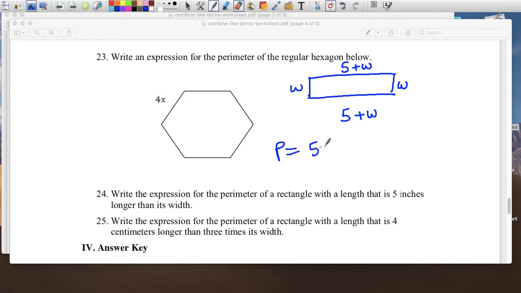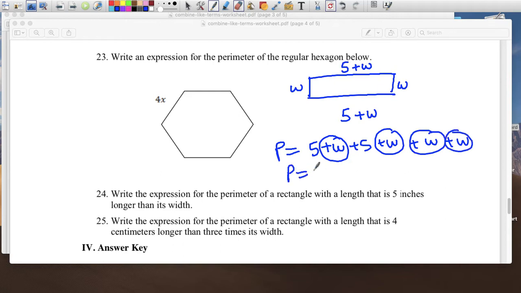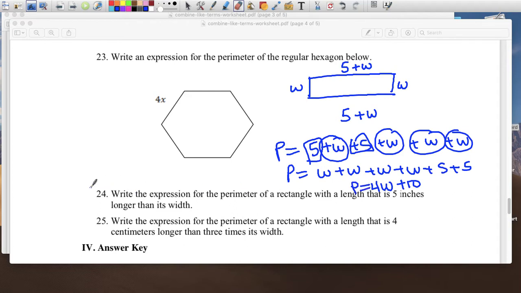Now I can do the perimeter. 5 plus w plus 5 plus w plus w plus w. Combining like terms is this guy with this guy with this guy with this guy. And I'm just going to write it again, and then plus 5 plus 5. So if you combine all the like terms, you have w plus w plus w plus w. How many w's are there? Well, it's 4 w's, right? Oh, I forgot a 5 here. And then you had to add the 5 plus 5, and that gives you 10. So the perimeter of this rectangle for number 24 will be expressed in this manner.